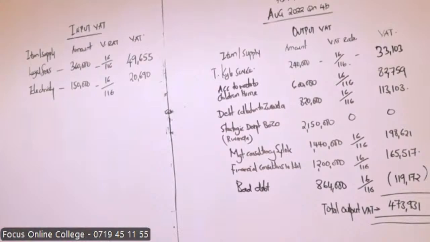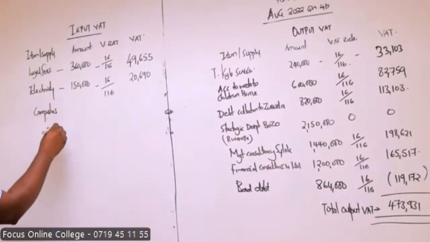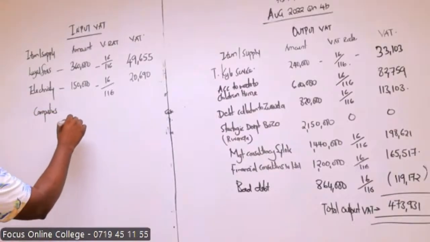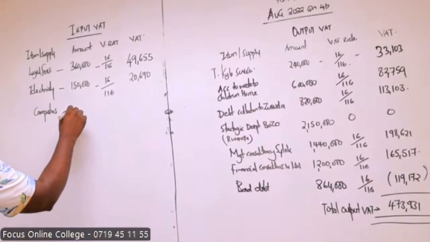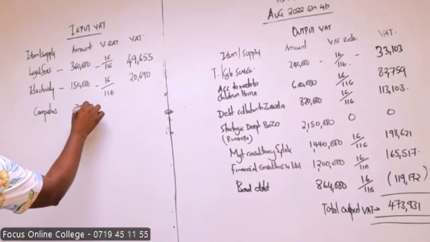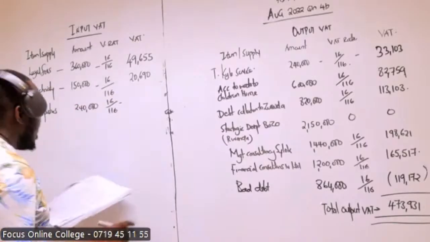So then we have what we call the next, computer purchased. Fuel consumed by partner, that was private. Computer purchase, computers. We had a figure of 240,116. So what is the VAT on a computer?